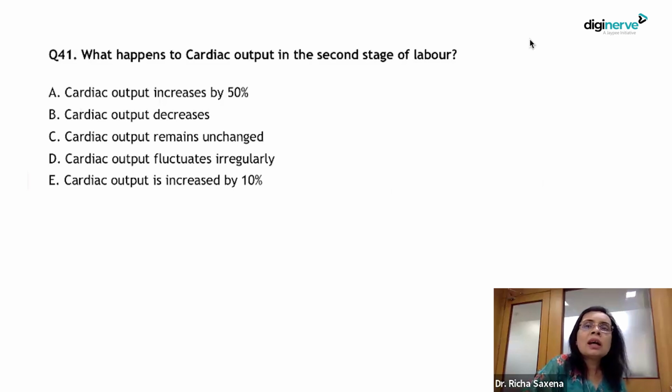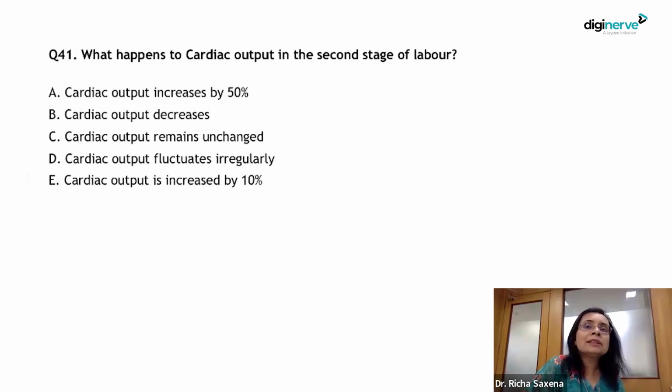What happens to the cardiac output in the second stage of labor? Again, the physiological changes which are occurring in the circulatory system, what happens to the blood volume, the heart parameters, very important from the perspective of the MRCOG exam. What happens to cardiac output during pregnancy? Anyway, it increases. But what happens to the cardiac output during second stage of labor?